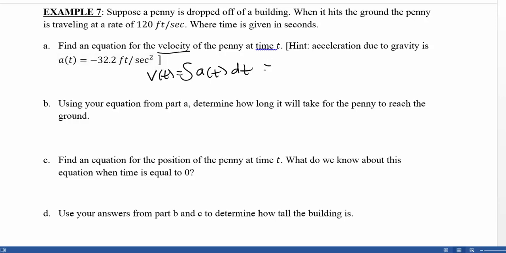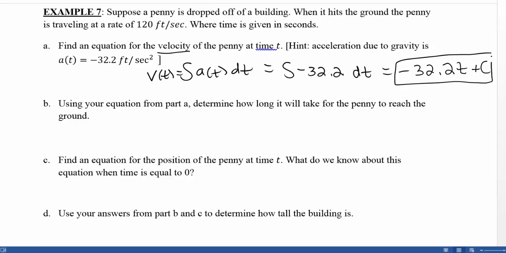We know that the acceleration is negative 32.2 dt. And so if our acceleration is constant, it will pick up the variable of integration. So that means we're going to get negative 32.2 t plus c. So our velocity is negative 32.2 t plus c.